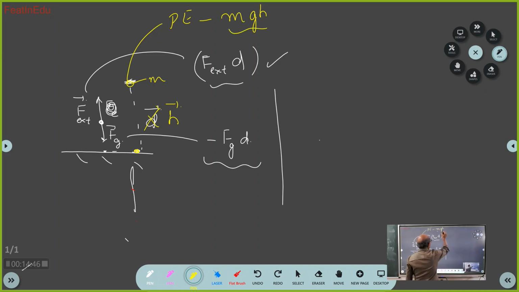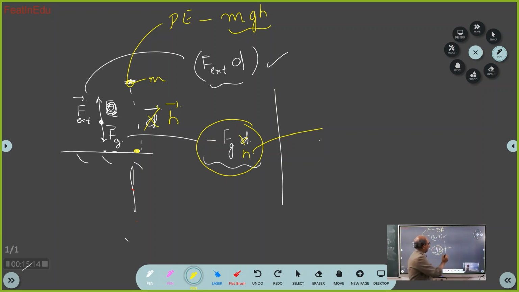Now, how did you get this formula? You have not studied. Okay, I will tell you how you got this formula. See, this one is there. So this is the work done. Fg into d is the work done. Now since you are using h, I will convert it into h.